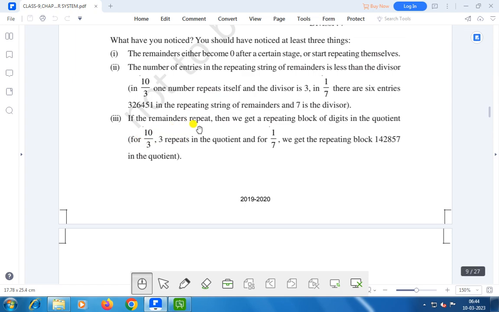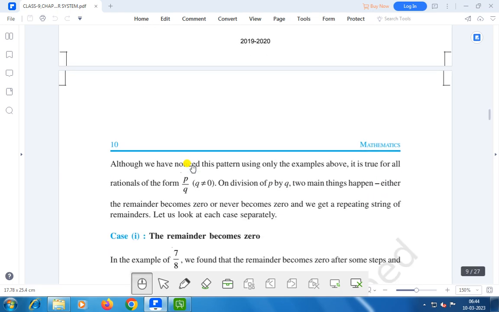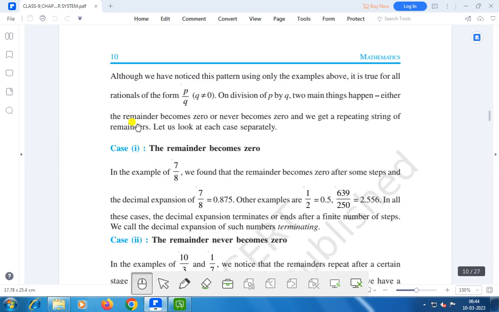If the remainders repeat, then we get a repeating block of digits in the quotient. For 10 by 3, 3 repeats in the quotient, and for 1 by 7, we get the repeating block 142857 in the quotient. Although we have noticed this pattern using only the examples above, it is true for all rationals of the form p by q, q not equal to 0.